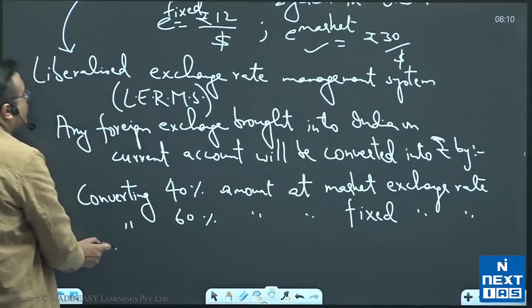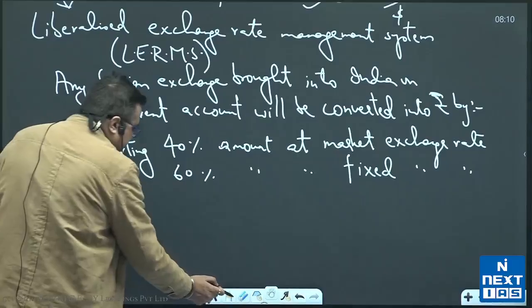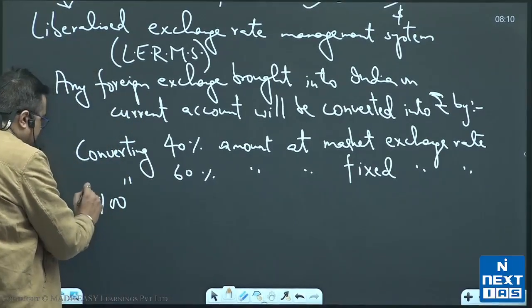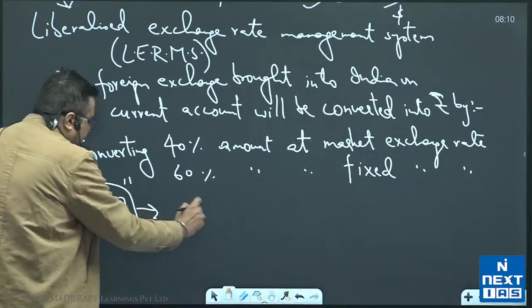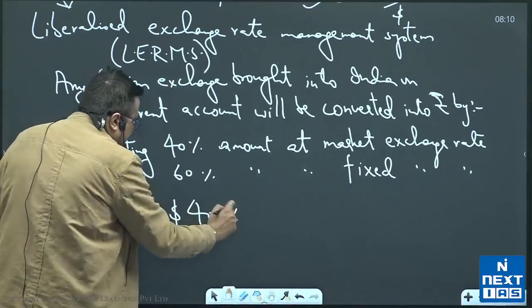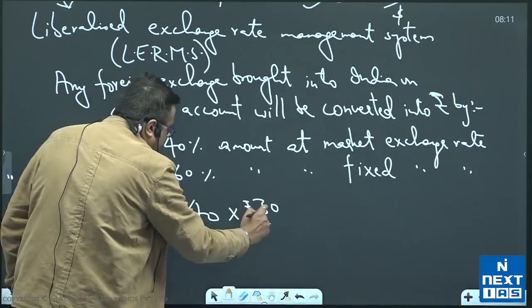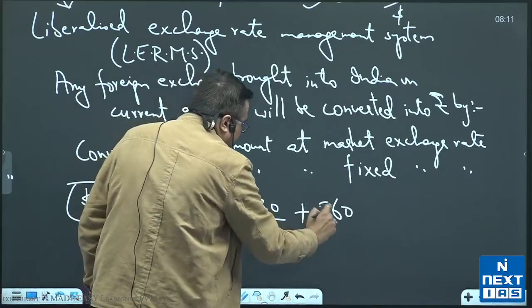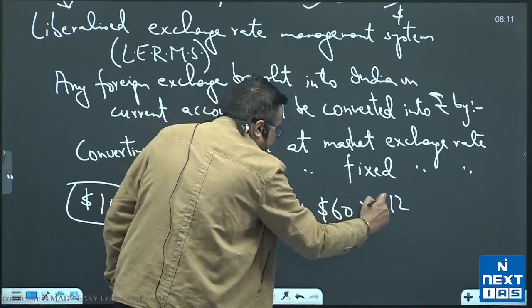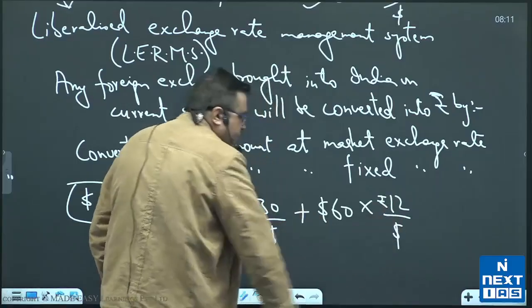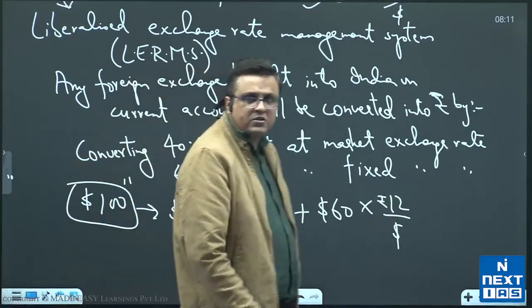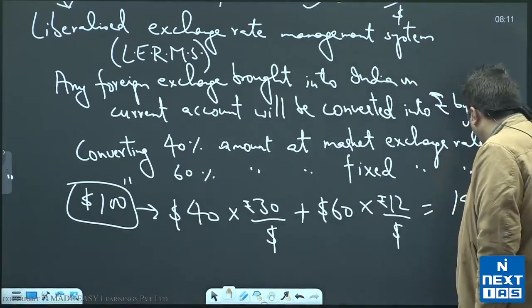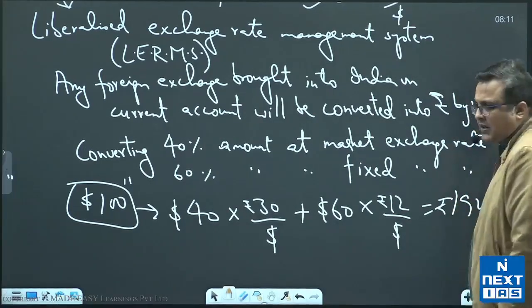Just to make it more obvious, it is like this, that suppose if you bring $100 to India, then out of this $40 will be converted at market exchange rate, 30 rupees to a dollar, and $60 will be converted at fixed exchange rate, 12 rupees to a dollar. And so the money that you will get will be something like 19-20 rupees for the money that you brought in.